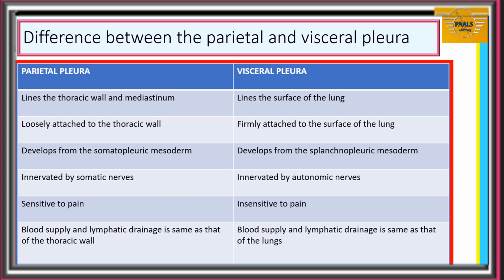The parietal pleura develops from the somatopleuric mesoderm, while the visceral develops from the splanchnopleuric mesoderm. Innervation of the parietal pleura is by somatic nerves, while that for the visceral is autonomic nerves. The parietal pleura is sensitive to pain, while the visceral pleura is insensitive to pain and only sensitive to stretch. The blood supply and lymphatic drainage is the same as that of the thoracic wall for the parietal pleura. For the visceral, it is the same as for the lungs.